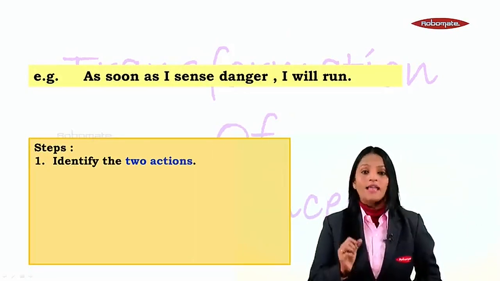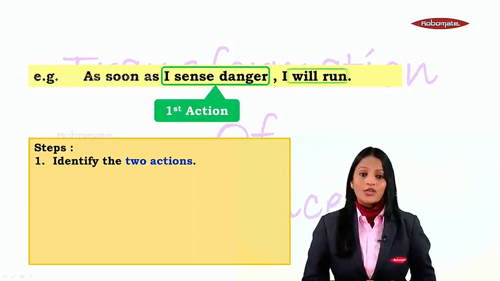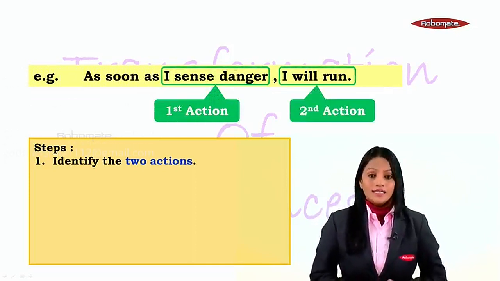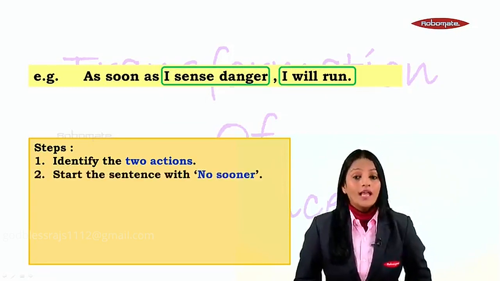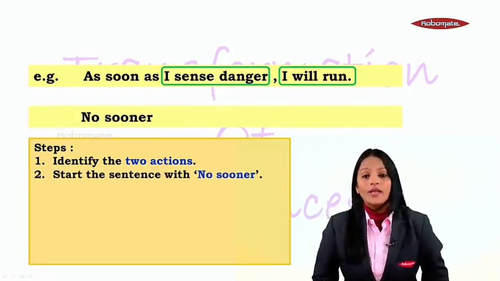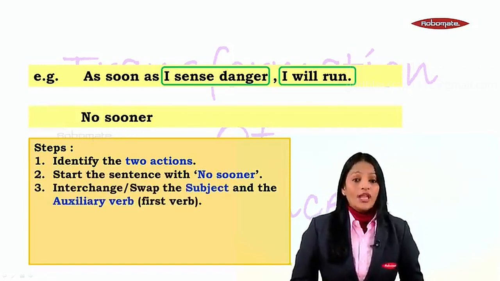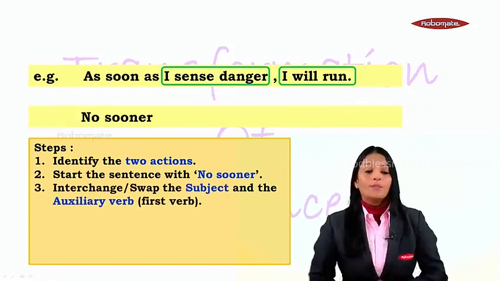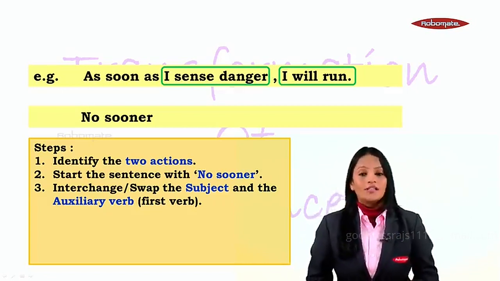So the first thing, identify the two actions. "I sense danger" is the first action. "I will run" is the second action. Now, next, what did we say? Start the sentence with no sooner and interchange or swap the position of the subject and the auxiliary verb.